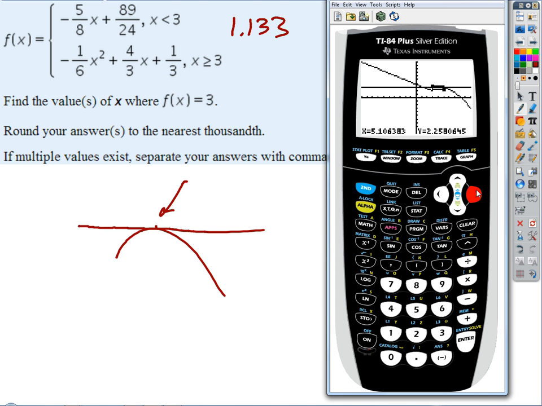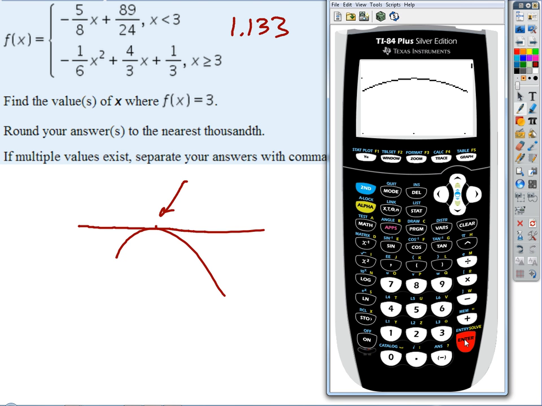I'll just stop there. Okay, so it's going to build that window. If I hit enter, there's the parabola. Okay. There's the line, but it looks like it.